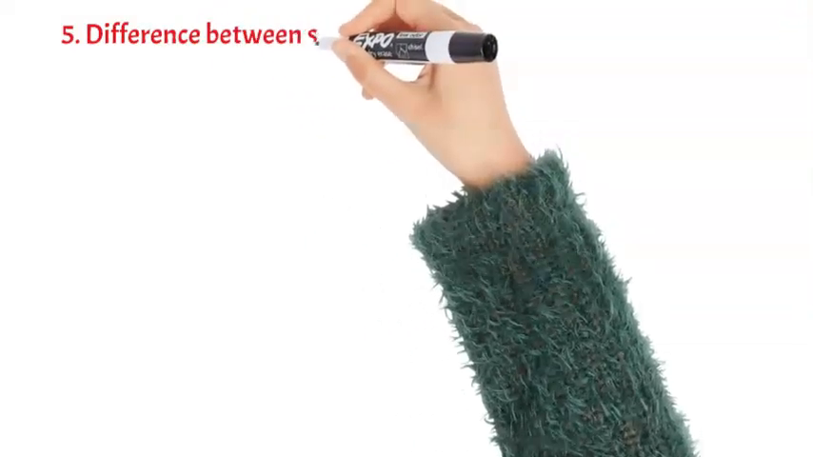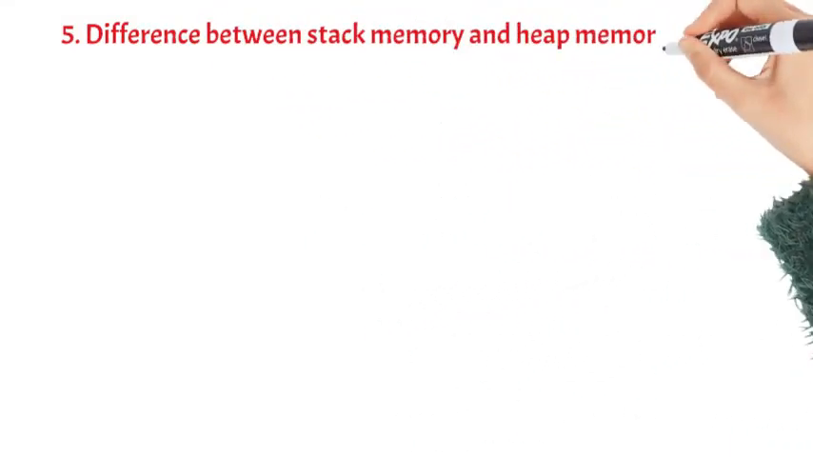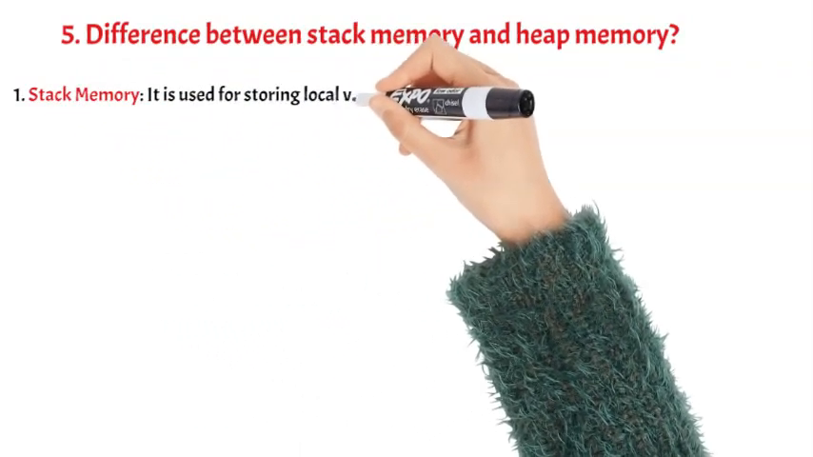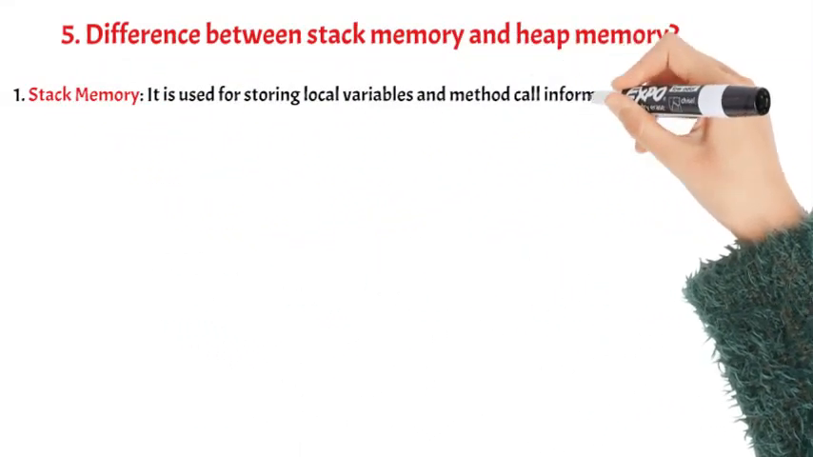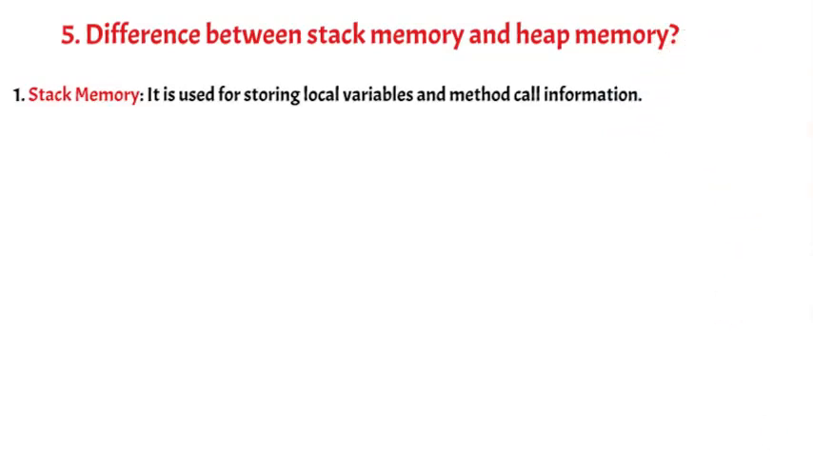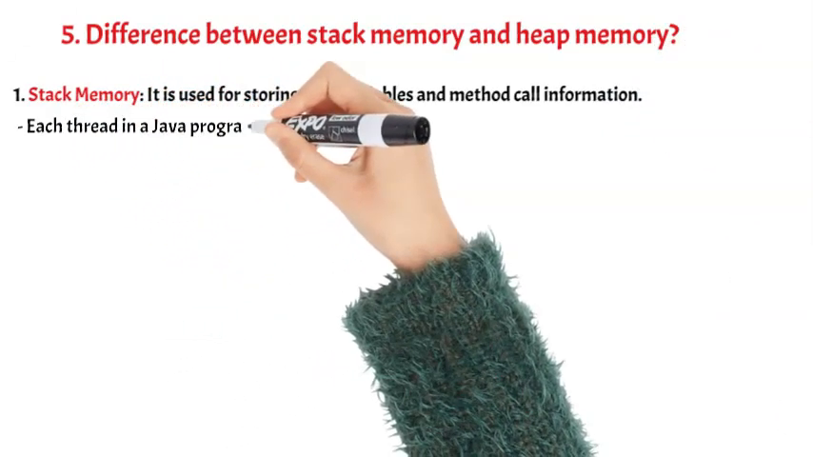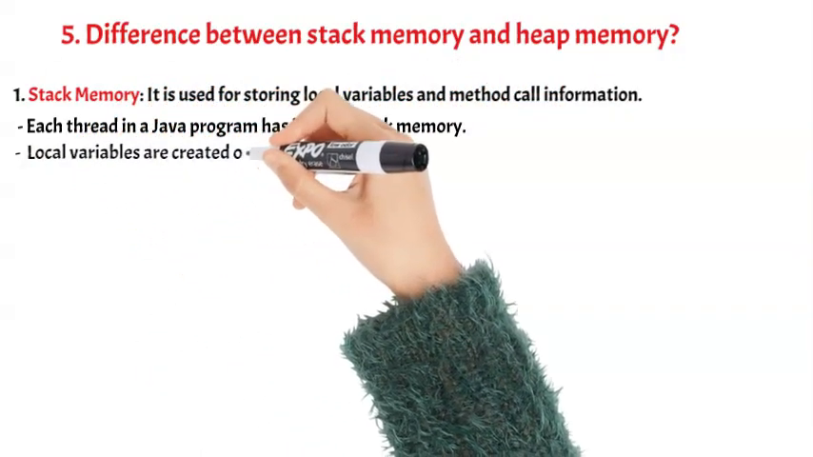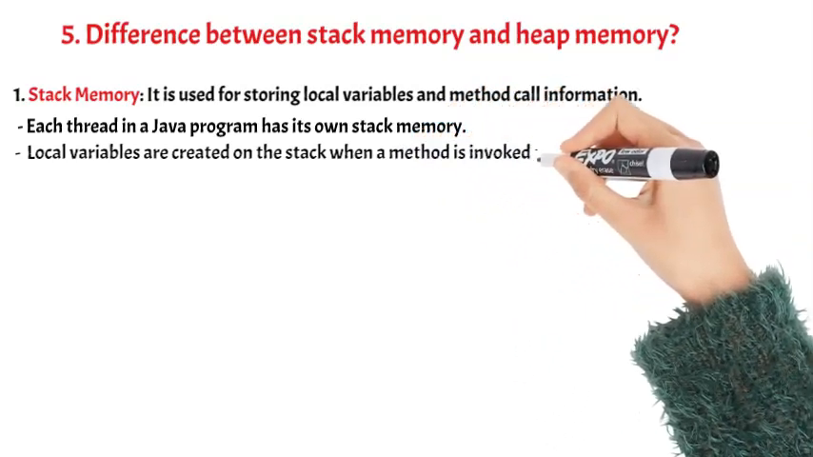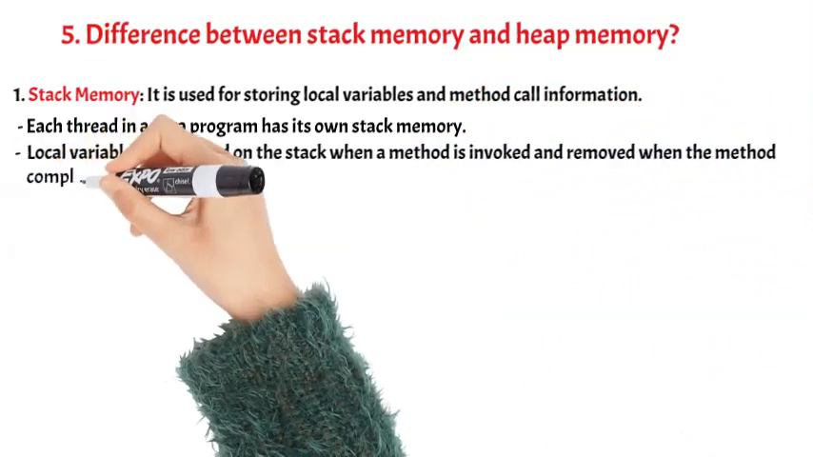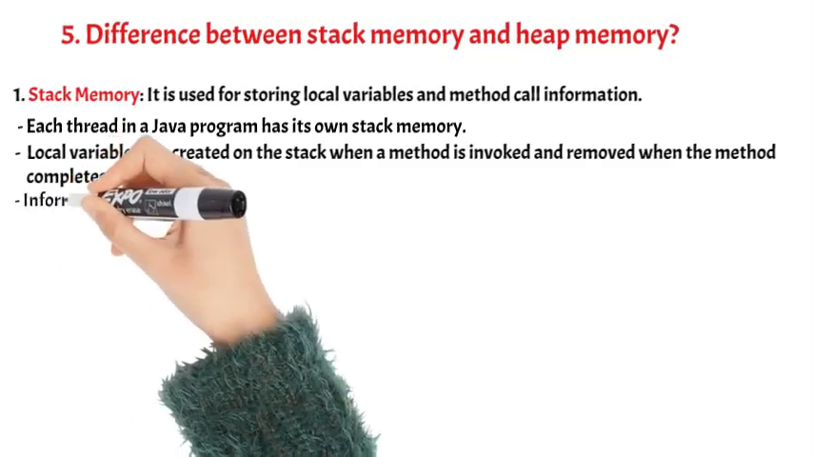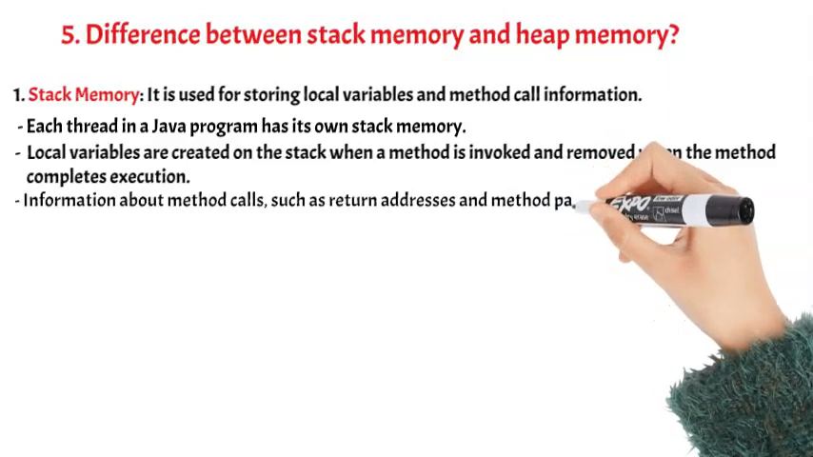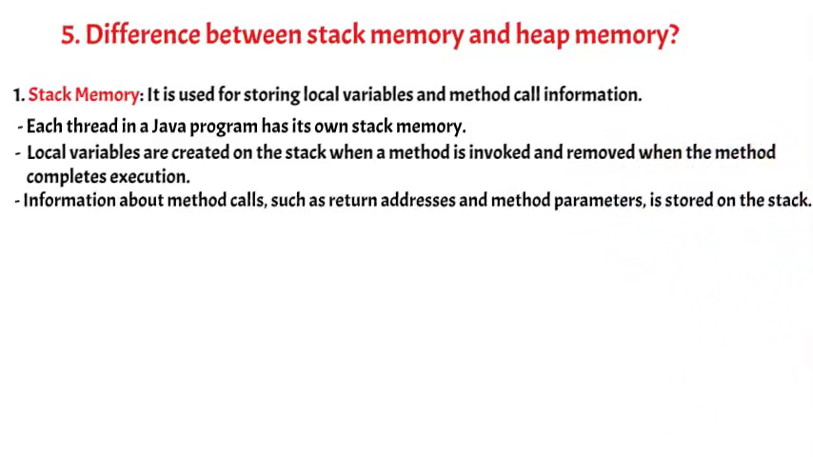5. Difference between stack memory and heap memory. 1. Stack memory. It is used for storing local variables and method call information. Each thread in a Java program has its own stack memory. Local variables are created on the stack when a method is invoked and removed when the method completes execution. Information about method calls, such as return addresses and method parameters, is stored on the stack.